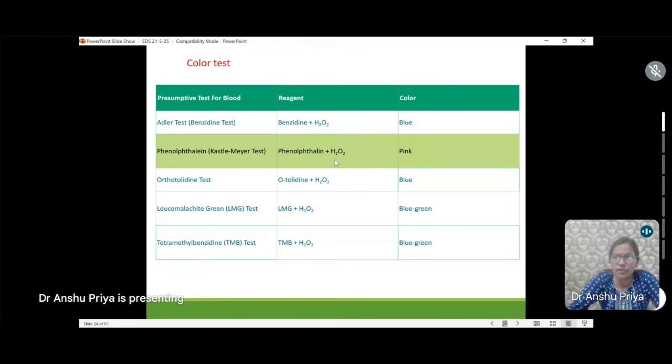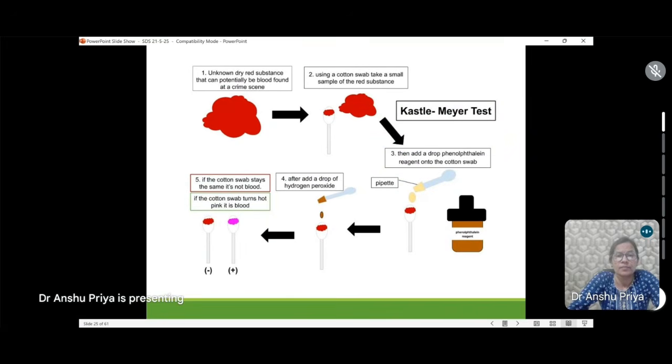This is also known as the Kastle-Meyer test, discovered by Kastle and Meyer. So we do the phenolphthalein test for blood identification. I'm just showing you how we identify blood. This one is a dry stain, and I have to identify whether it is blood or not.